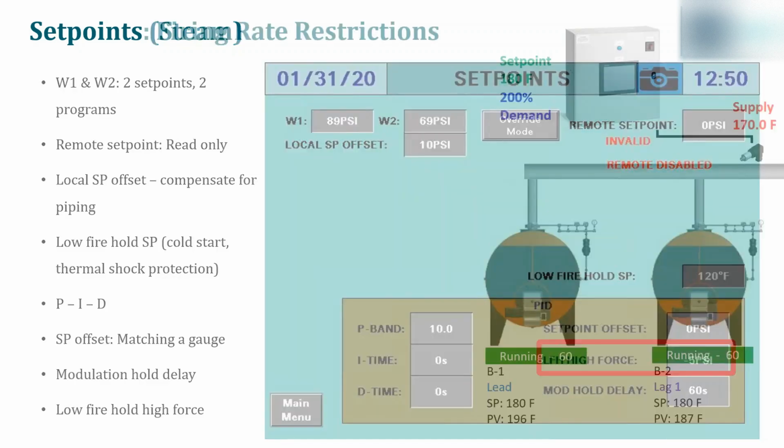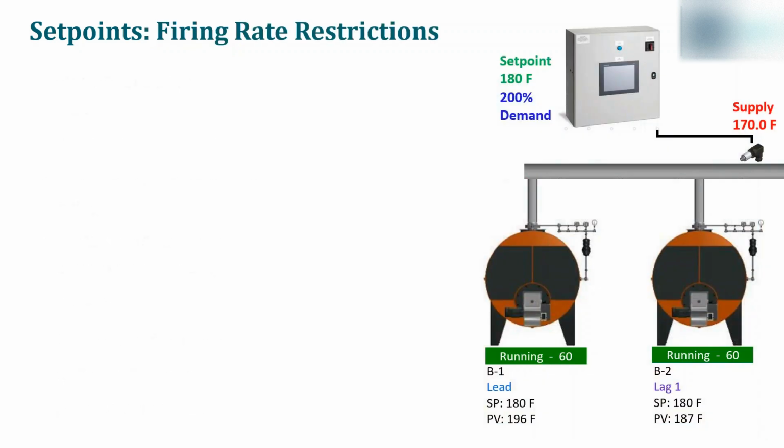So we're going to dive into an example here of a 2-boiler system. Now this is a hot water system, so our set point is at 180 degrees Fahrenheit. We've got a master panel connected to our loop supply temperature sensor, and our supply temperature is 170 degrees Fahrenheit. And so the master panel is actually calling for 200% demand. So it wants both these boilers to be running at 100% firing rate in order to meet this demand.